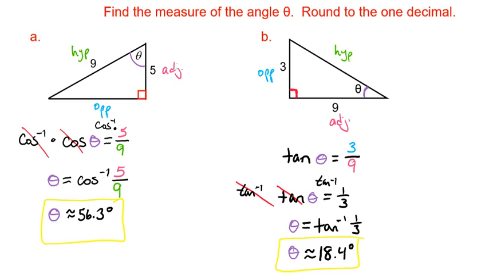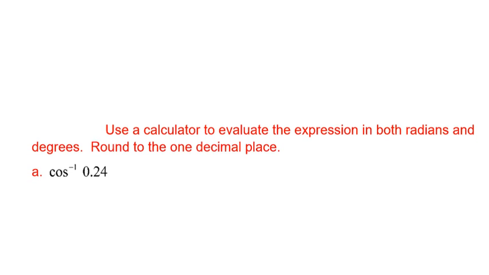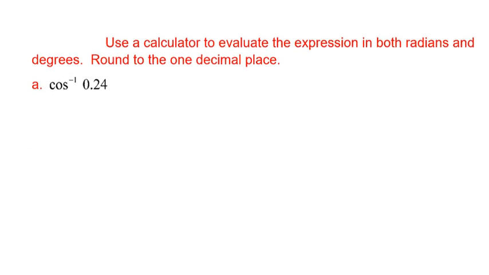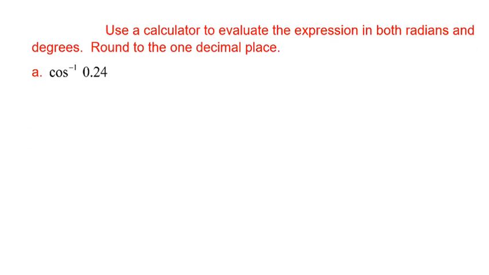Now, what if you're wanting to find an angle in either radians or degrees, and you're not given necessarily a triangle? Can we still use our calculator for that? So let's do one example where we're going to use our calculator to evaluate the expression in both radians and in degrees. And we're going to round it to 1 decimal spot. So here we have the inverse cosine of 0.24.